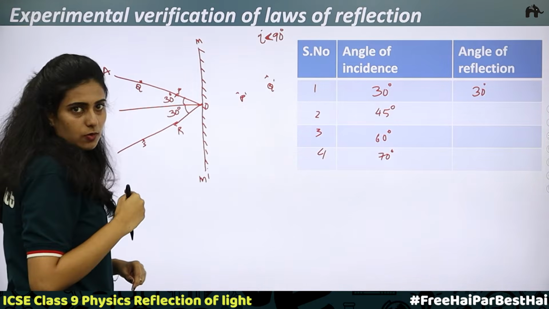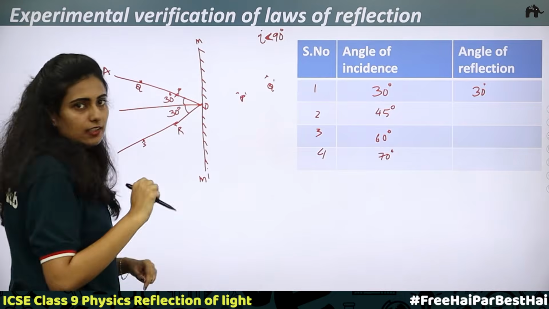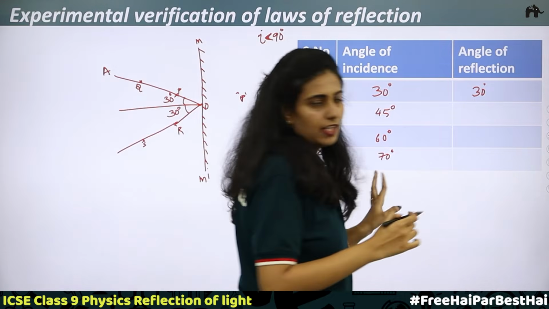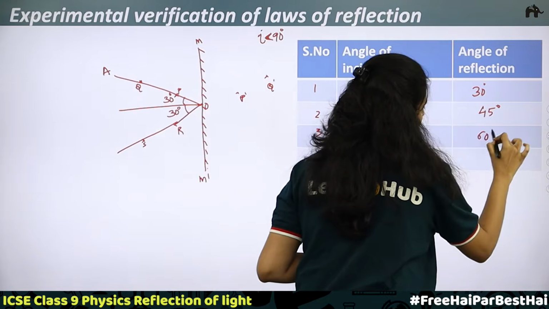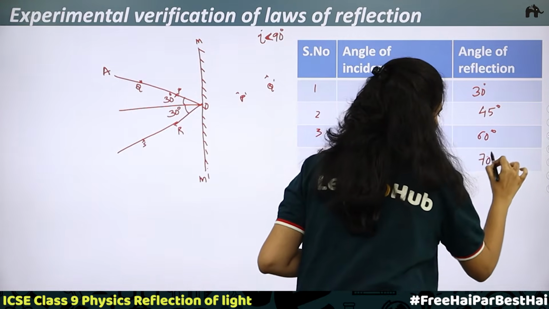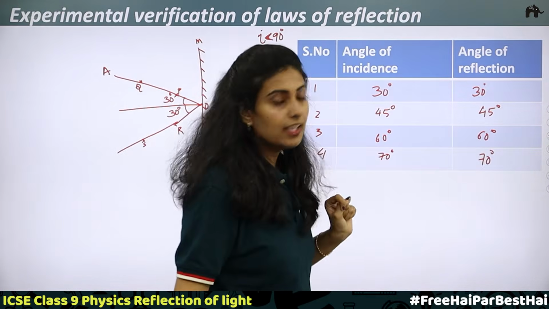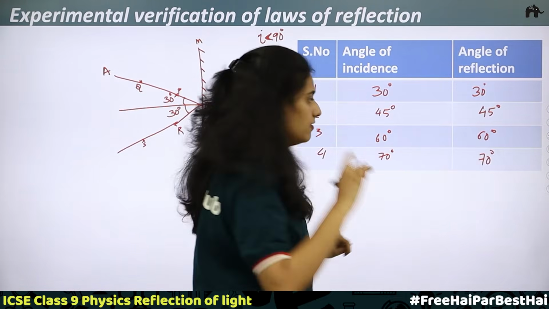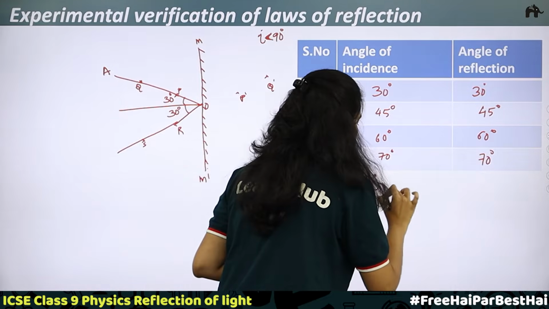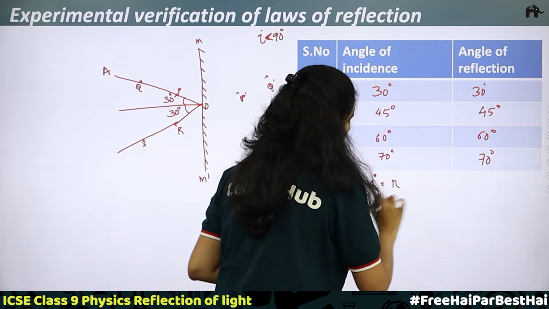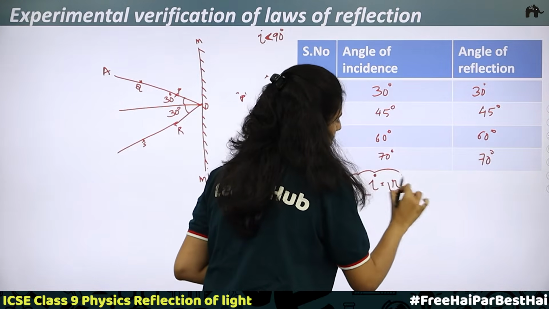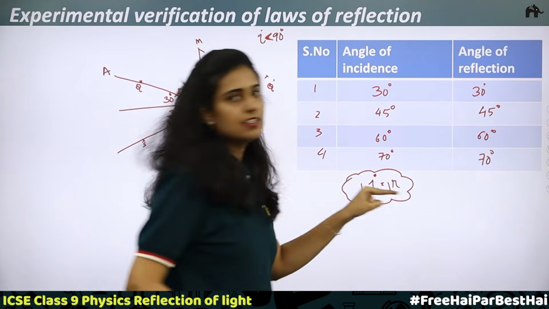Put the two pins over there. Draw the straight line. Repeat it with 45 degree, you will be getting angle of reflection 45 degree. 60 degree, you will be getting 60 degree. 70 degree, you will be getting 70 degree. What does it verify? This verifies the first law of reflection, which is angle of incidence is equal to angle of reflection. Angle of incidence and angle of reflection are same.